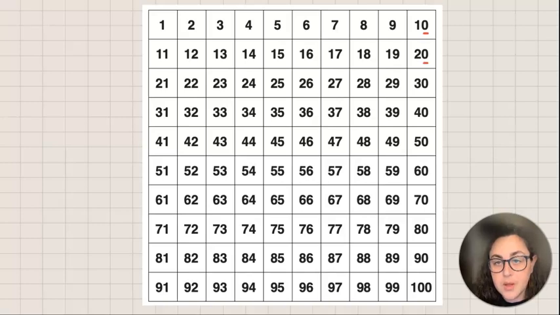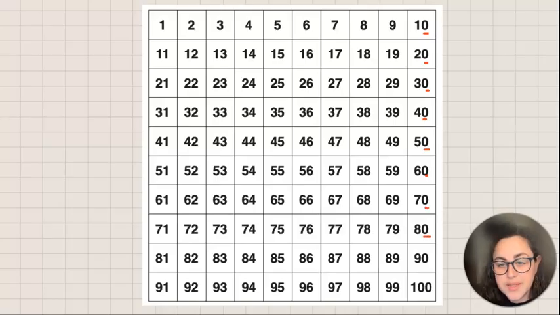I'm noticing when I go all the way down, do you see this pattern? 0, 0, 0, and it keeps going, right? And we have to think about using what we know about place value. We have to think about what this actually means. So we know that a 10 is 1 ten and 0 ones. When we're counting after 10: 11, 12, 13, 14, 15, 16, 17, 18, 19, 20.